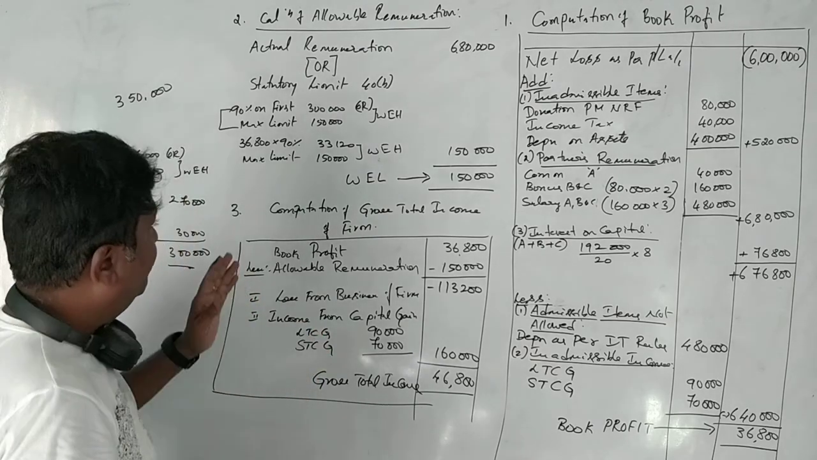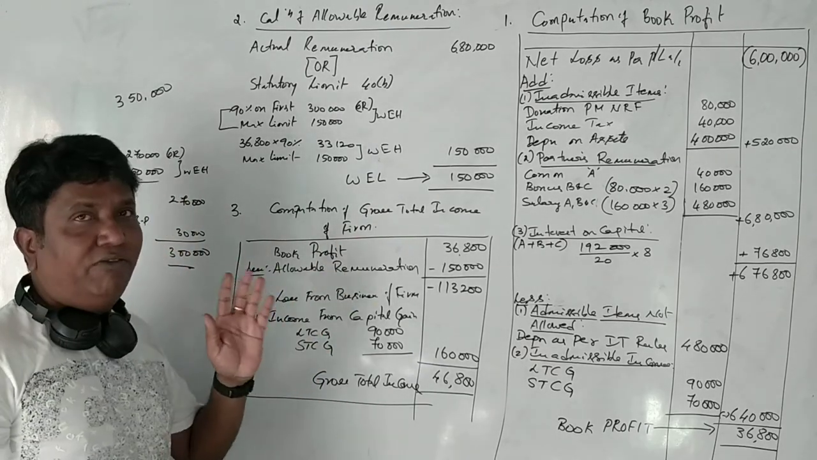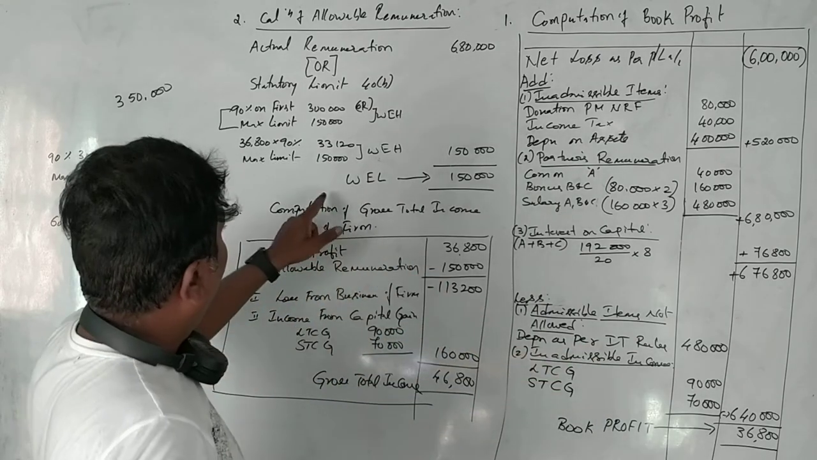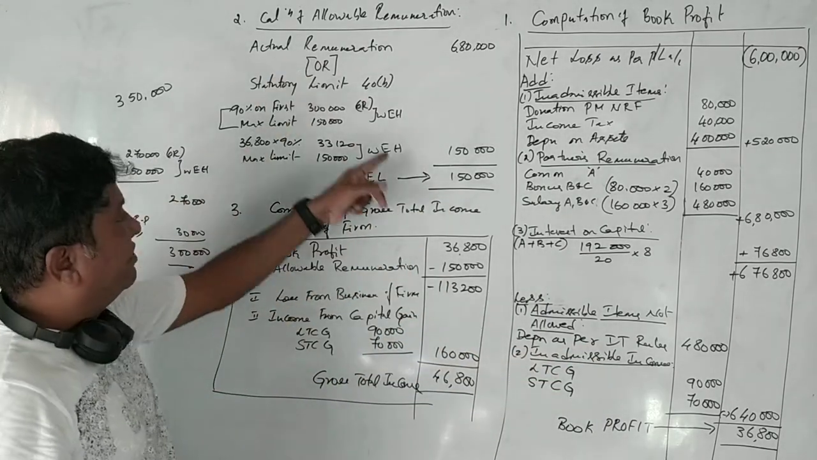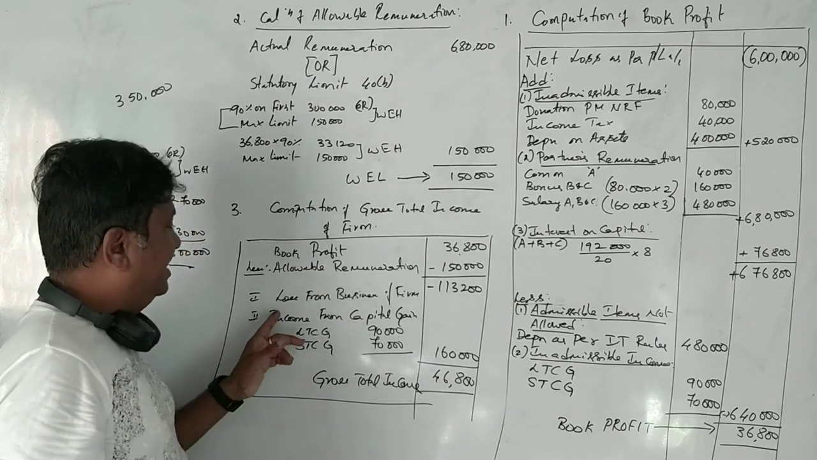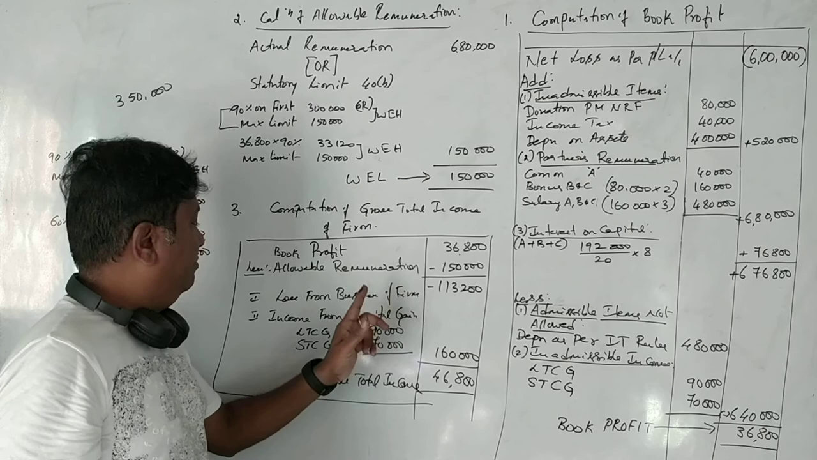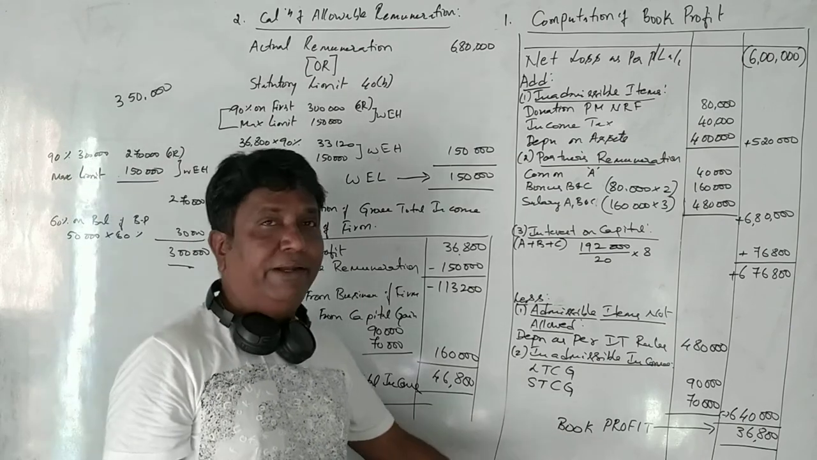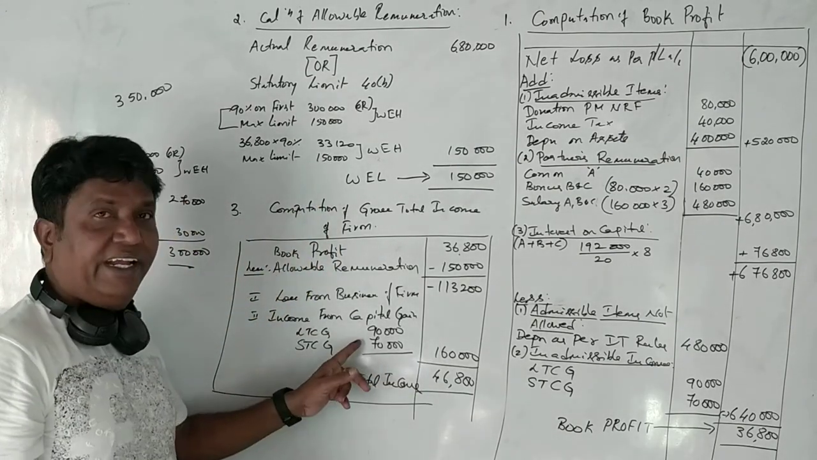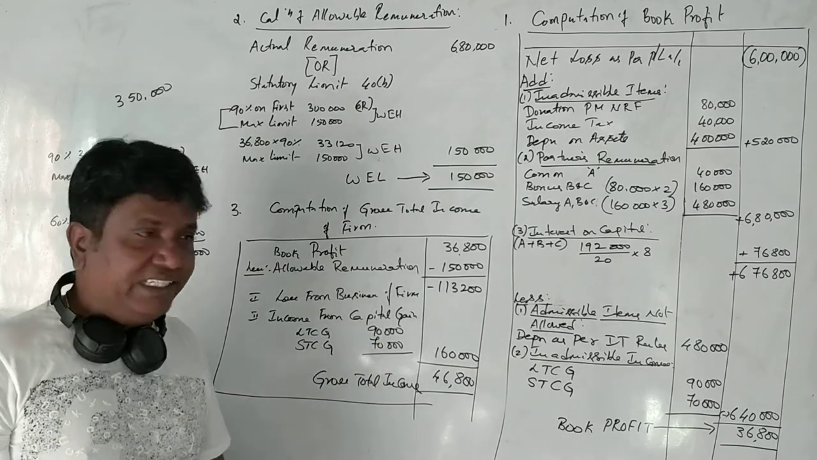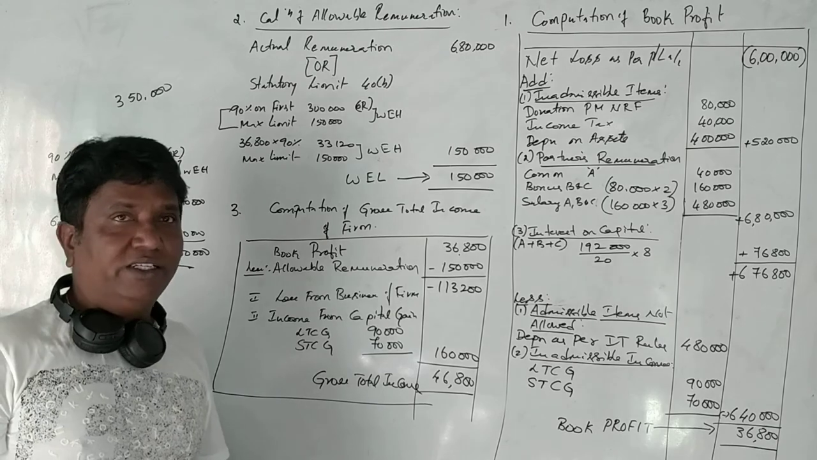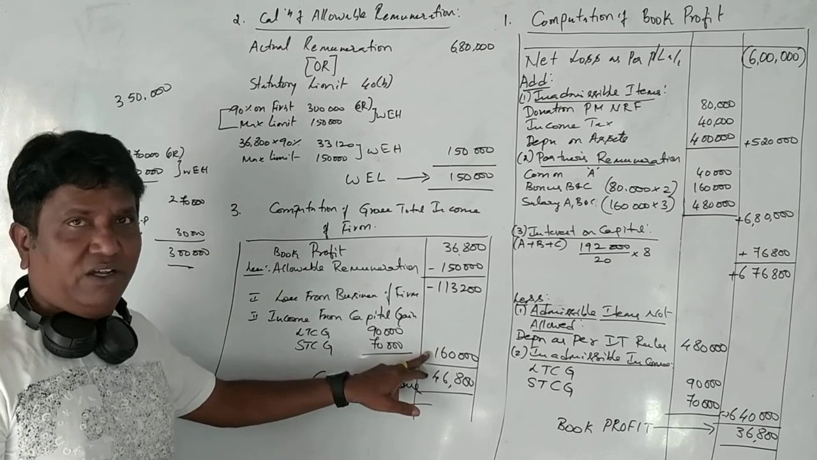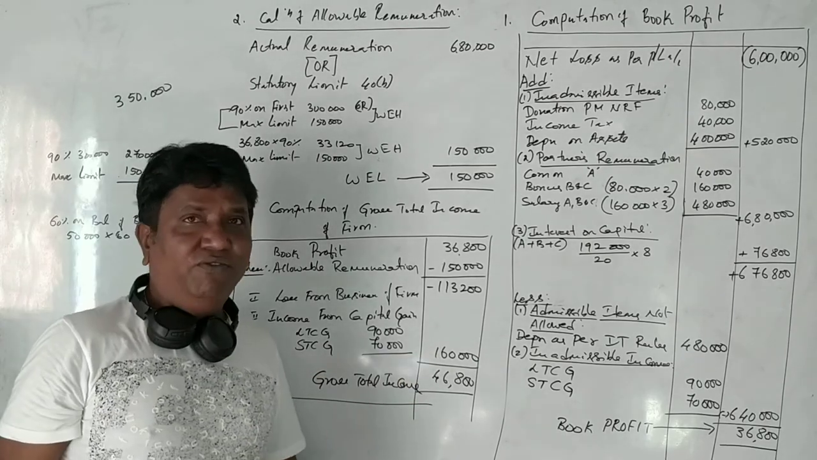What is the third step? The computation of gross total income of the firm. Book profit is 36,800, which we have taken from here, and allowable remuneration is 1,50,000, which we calculated in step number 2. Now this gives a loss from business of the firm of 1,13,200. And we take income from capital gains of 1,60,000, 90 as LTCG and 70 as STCG. Now this is an income and this is a loss. We are setting off the losses of the business against the other head of income, capital gains, and we get a gross total income of 46,800.